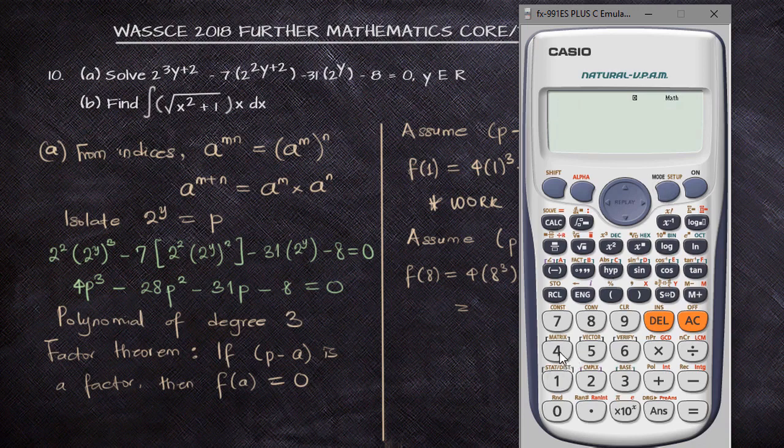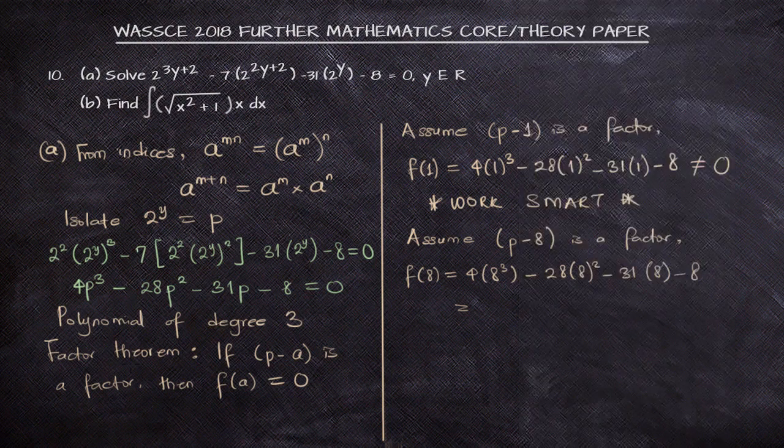Let's go back to our normal mode. Okay, it's not giving me the option to go back, so let me just work it out. 4 multiplied by 8 raised to power 3, minus 28 multiplied by 8 raised to power 2, minus 31 multiplied by 8, then minus 8 is equal to 0. So we can say it is 0. And since it is 0, that means p minus 8 that we assumed is actually a factor of this polynomial we are trying to solve for.